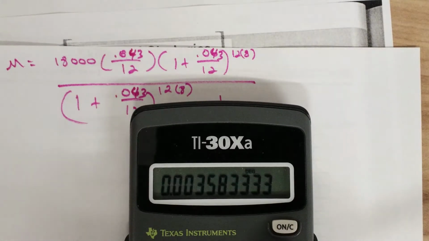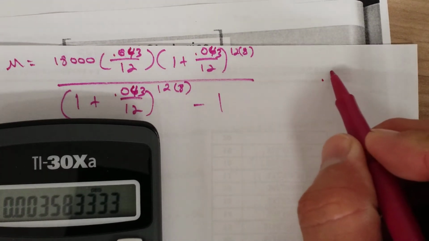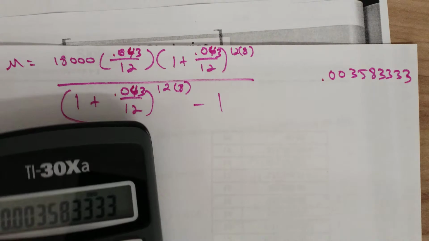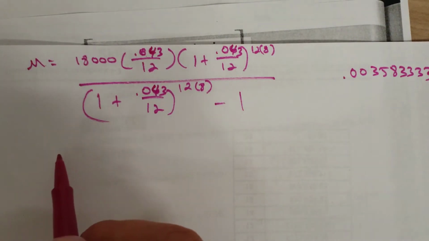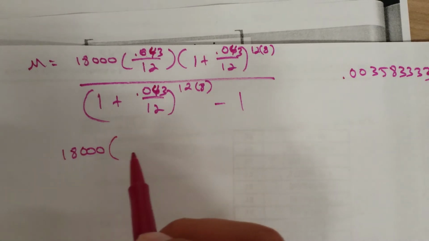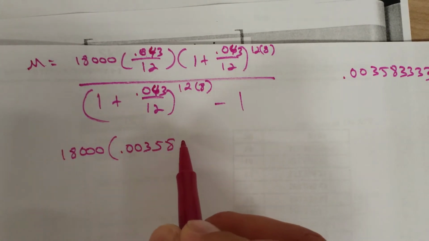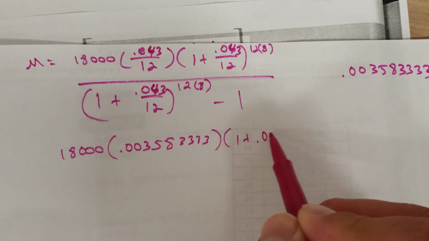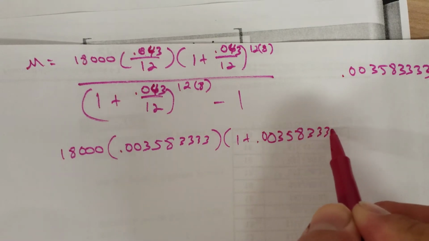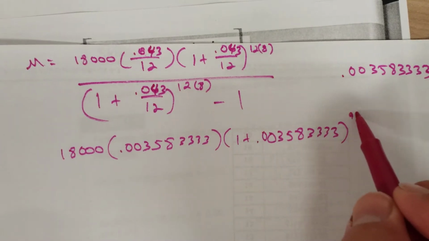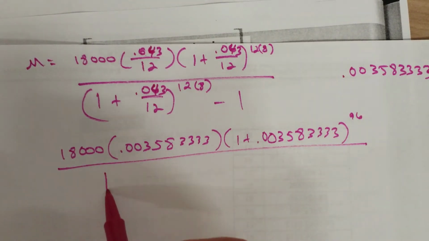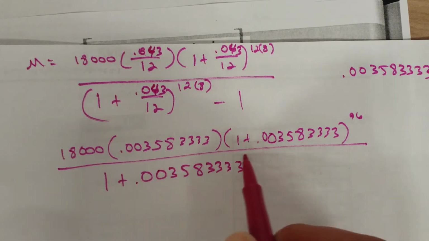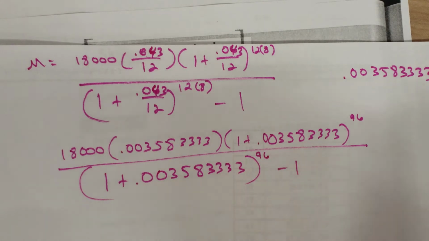And this is 0.0035833. I'm going to write that down so I have it. Okay, so I'm going to plug that number in. The monthly payment is $18,000 times 0.0035833. I know it's a long number, but we've got to use it. Times 1 plus 0.0035833, all to the 12 times 8, which would be 96. So that's my numerator. And my denominator is 1 plus 0.0035833 to the 96 power minus 1.